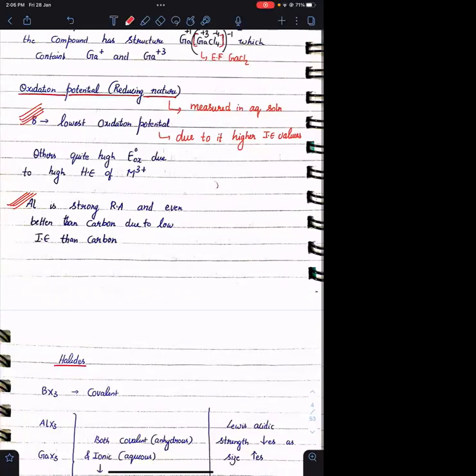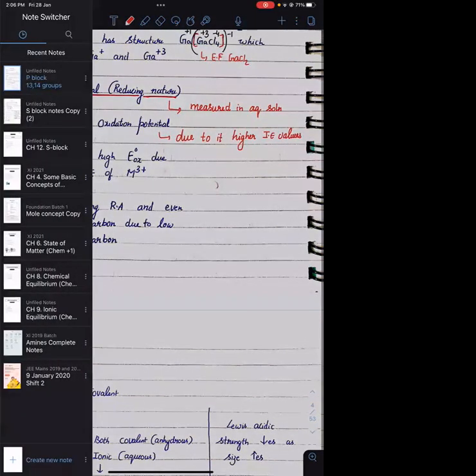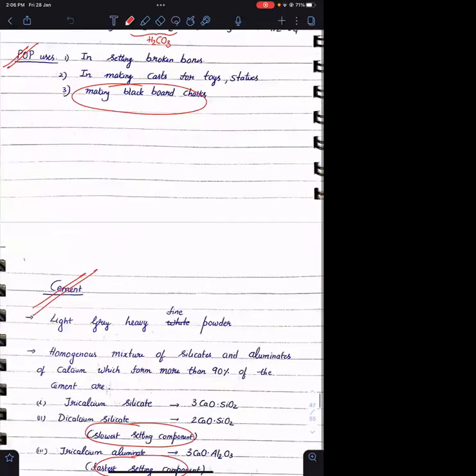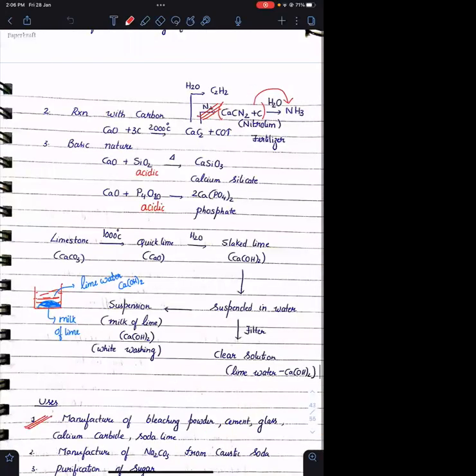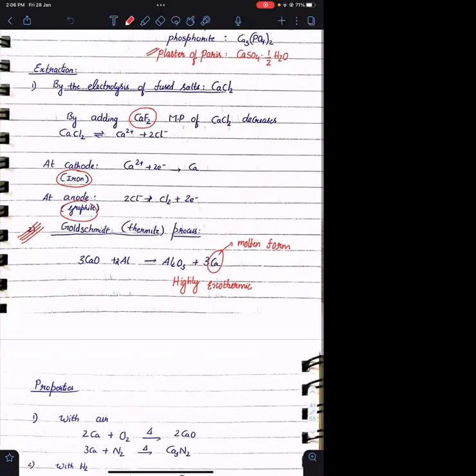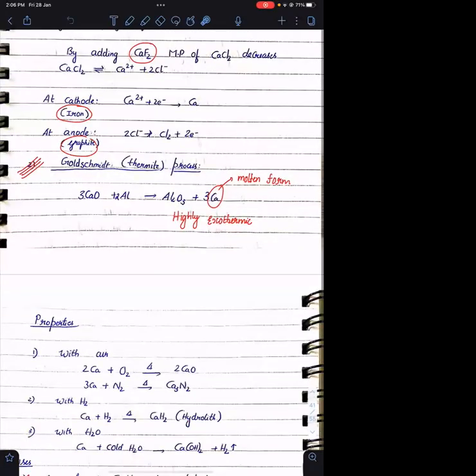What did we see in common metallurgical processes? We have seen reduction of the compounds using carbon or carbon monoxide. Better than carbon or carbon monoxide, who will be better? Here it is written: aluminium. Okay, so if you remember in s block, for the extraction of calcium, we did electrolysis of molten CaCl2, and apart from that we have written a thermite process where we have used aluminium.